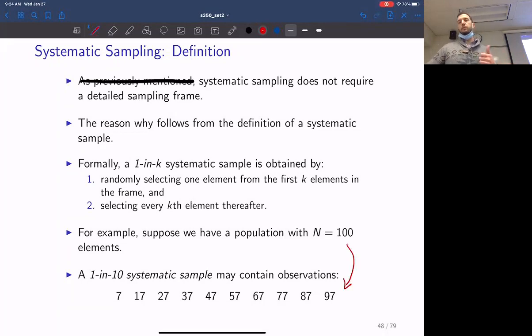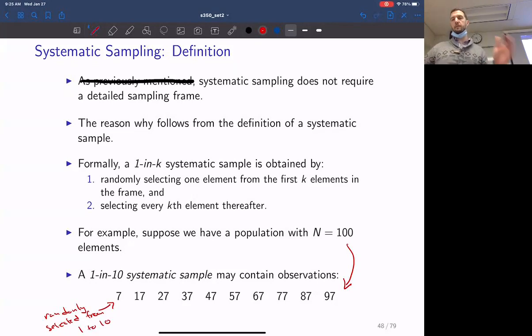We randomly selected one number from 1 in 10, or 1 to 10, which was 7 in this case. Okay. So we randomly pick 7 out of 1, 2, 3, 4, 5, 6, 7, 8, 9, 10.